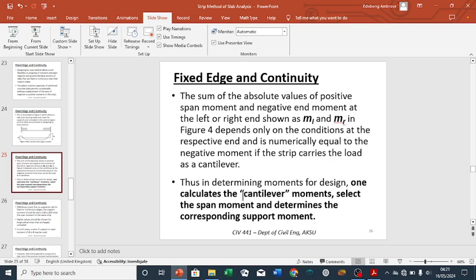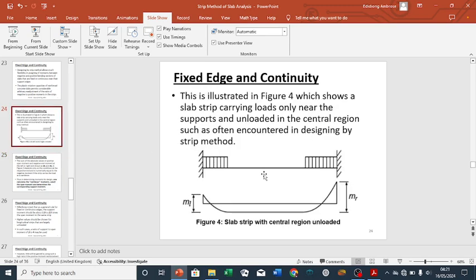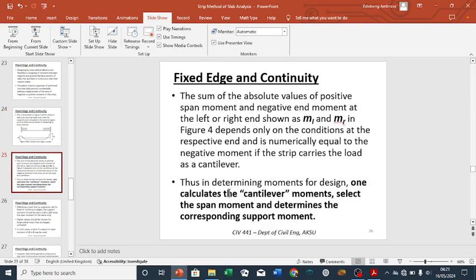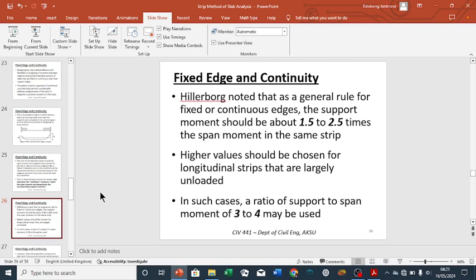First of all, you calculate the cantilever moment. The cantilever moment, I said, is like cutting this beam and allowing the load to act as a cantilever at the support. If you calculate the moment due to that load, that is what is termed the cantilever moment. Then you select the span moment and determine the corresponding support moment, because once you select the span moment, the support moment will be the cantilever moment minus the span moment. You get more clarification when we start working on examples.